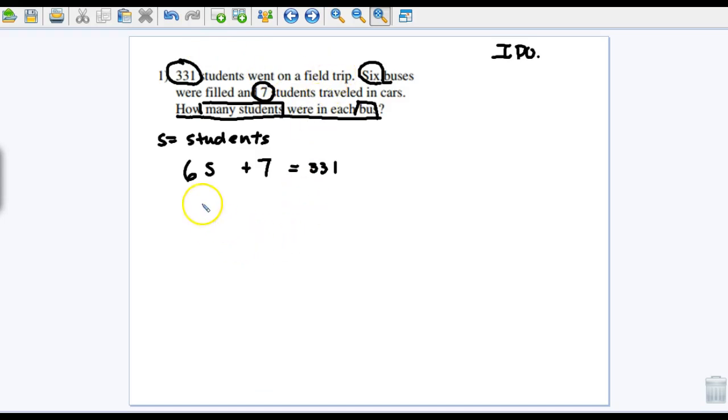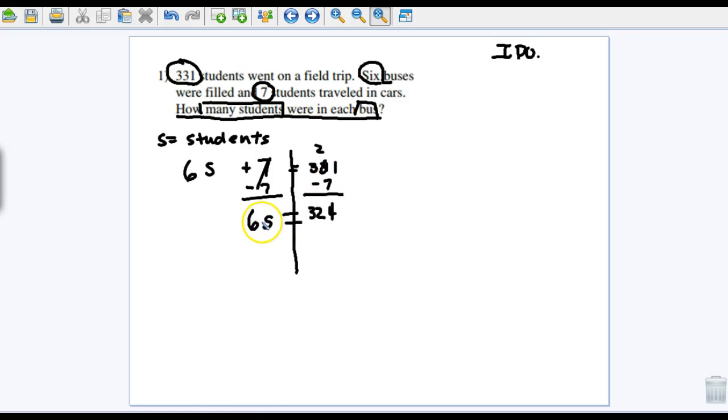I take what's important and I create an equation. So this is a two-step equation. First, I want to isolate or remove anything that is not associated with my variable S for students. And I'm going to do the inverse operation. So the inverse of plus 7 is minus 7. We're going to go ahead and subtract 7 from both sides. This leaves me with 6S on the left. And 331 minus 7, I'm going to have to borrow from this 3 here and bring down 324.